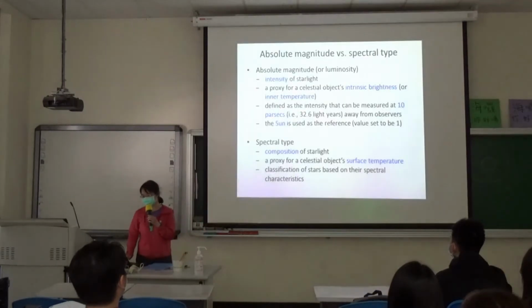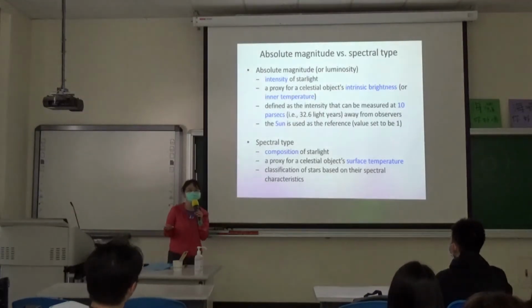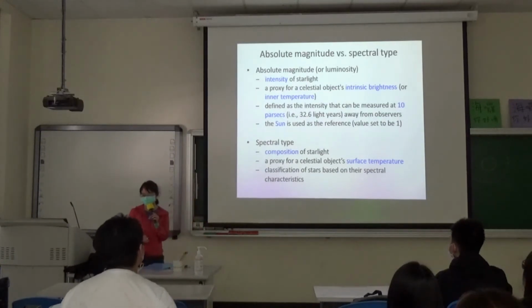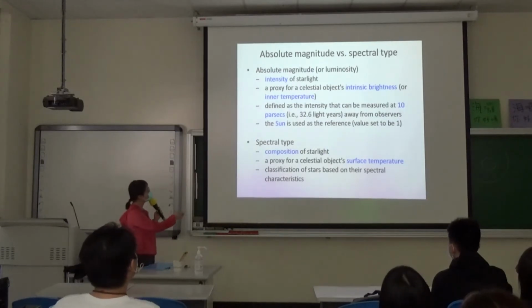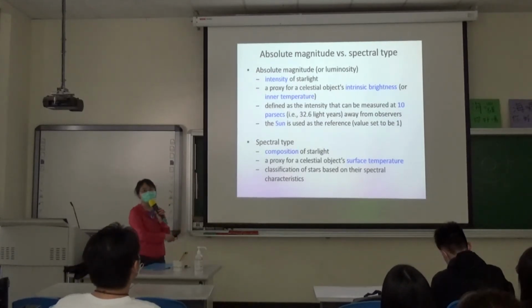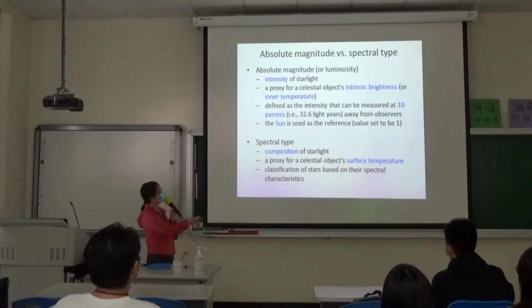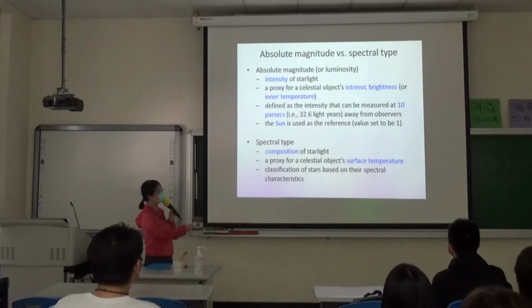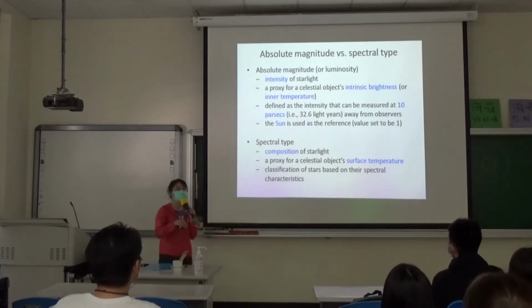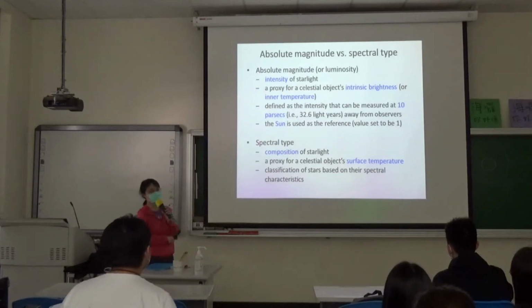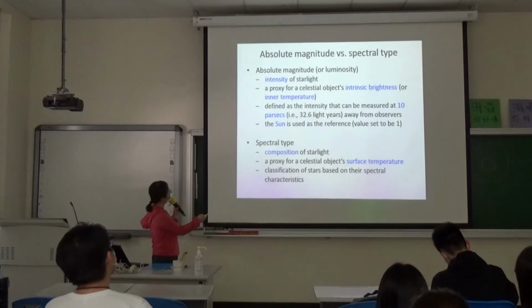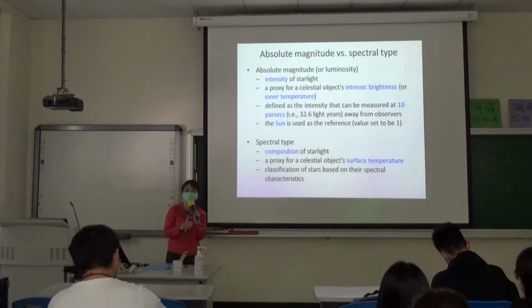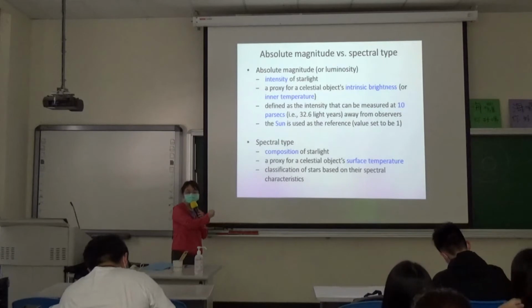Okay. Then you will ask, why do we know the size? I'll tell you later. But let's talk more about the two parameters. The first one is luminosity, 光度. It's the intensity of starlight. It's a proxy for a celestial 天体的 object's intrinsic brightness, 内在的亮度 or inner temperature. You can say that.